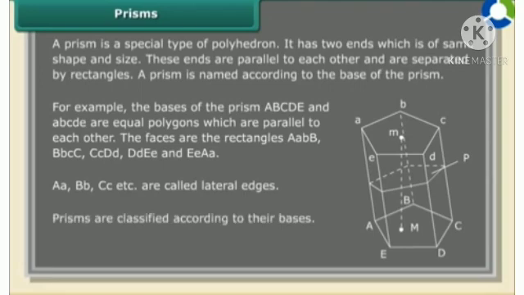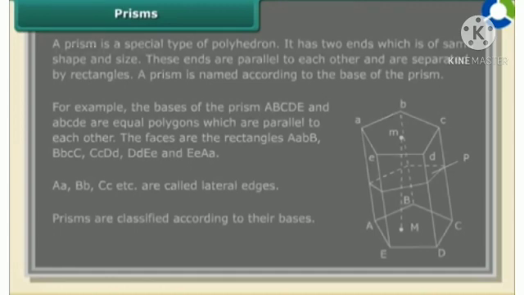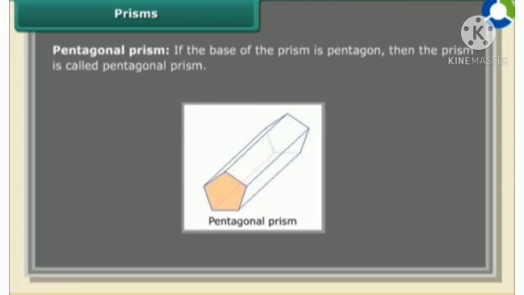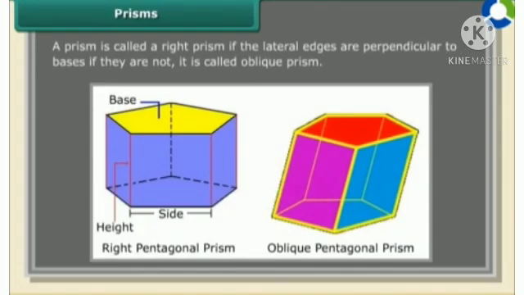Prisms are classified according to their bases. Triangular prism. A triangular prism is composed of 2 triangular bases and 3 rectangular sides. Pentagonal prism. If the base of the prism is a pentagon, then the prism is called a pentagonal prism. A prism is called a right prism if the lateral edges are perpendicular to the bases. If they are not, it is called an oblique prism.